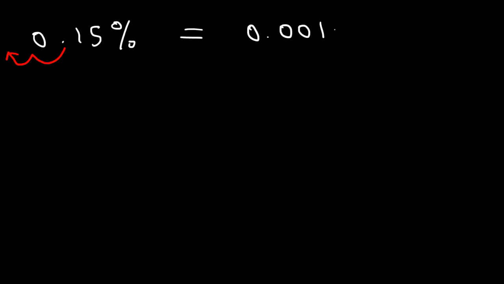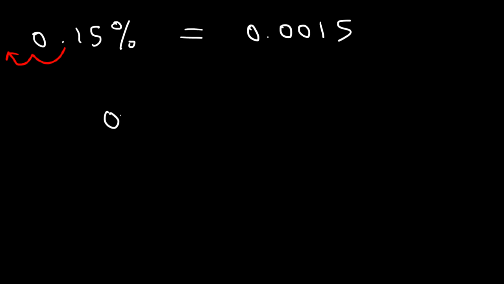Now in other cases, you may have a number that's less than 1. For example, let's say you wanted to convert 0.15% into a decimal. You want to follow the same pattern. Move the decimal point 2 units to the left. Or simply take a calculator, type in 0.15 and then divide it by 100. So 0.15 divided by 100 is 0.0015.